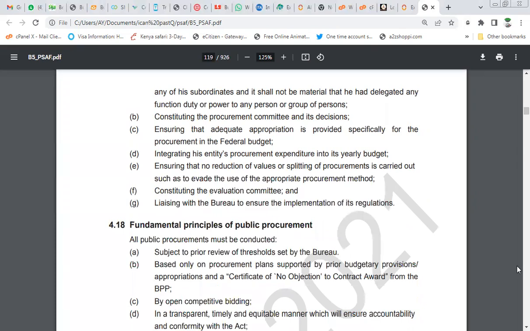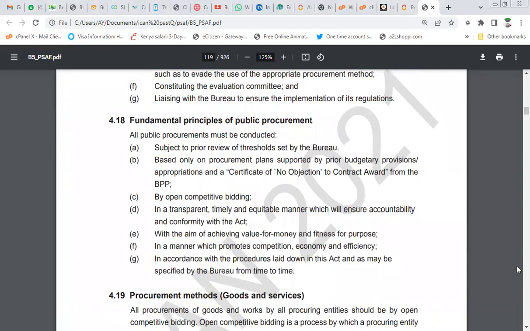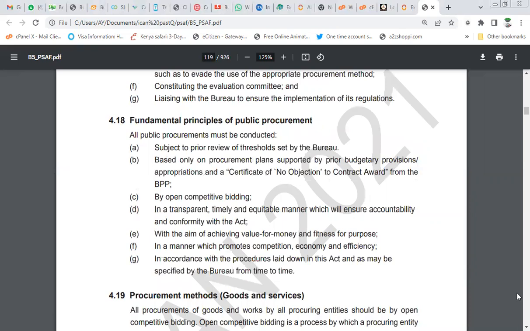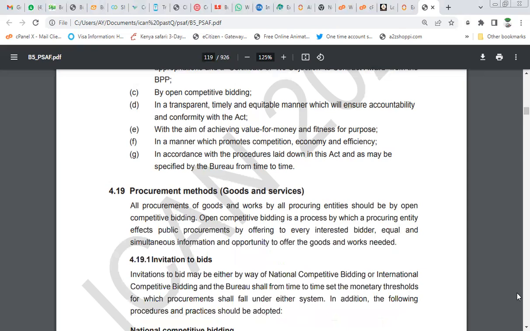Fundamental principles of public procurement. What are the fundamental principles? Let us read just a few. A, subject to prior review of threshold set by the Bureau. C, by open competitive bidding. E, with the aim of achieving value for money and fitness for purpose. And lastly, in accordance with procedures laid down in this Act, and as may be specified by the Bureau from time to time. So you can read the remaining ones up and form your notes.